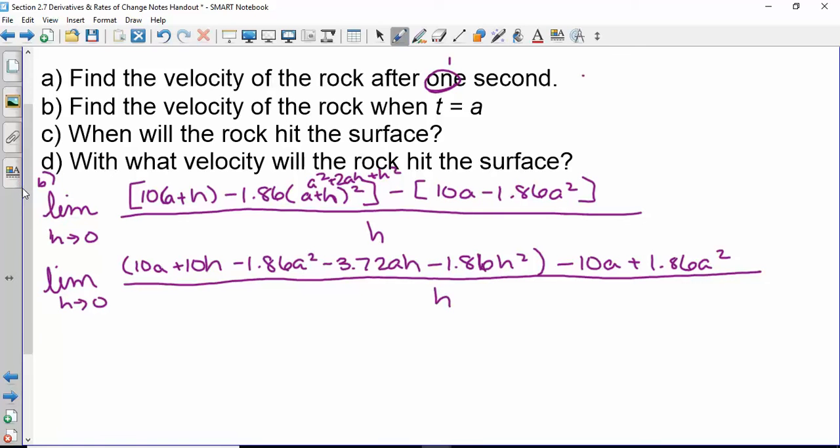So now what? Cancel out your 10a's and your 1.86 a squared. Everything that's left could be divided by h. So I'm going to take an h out of everything that's left.